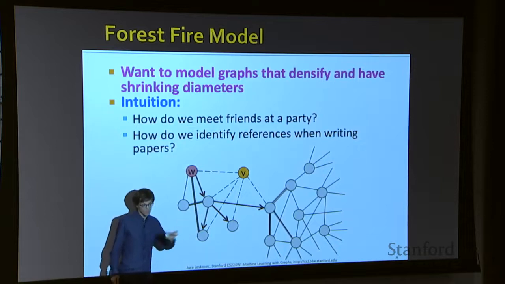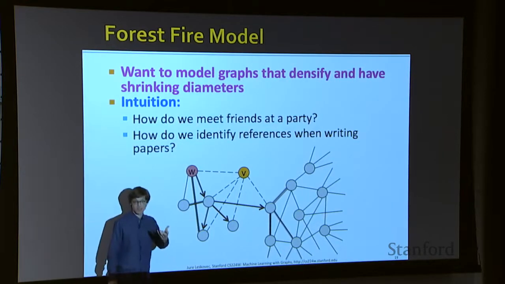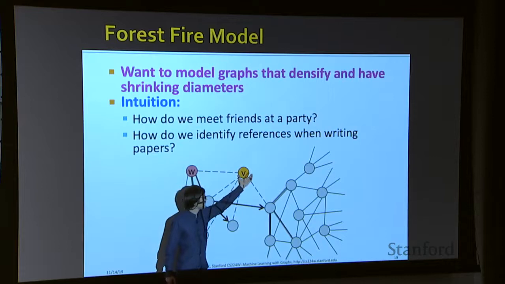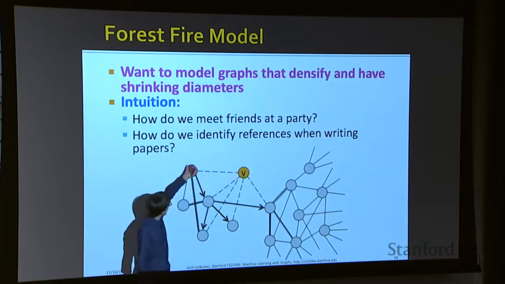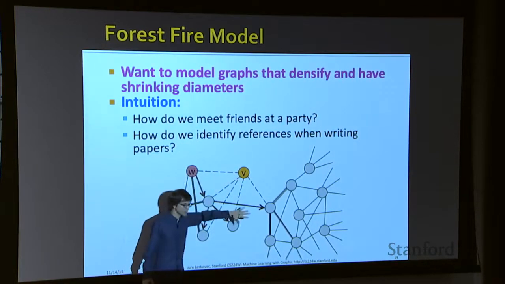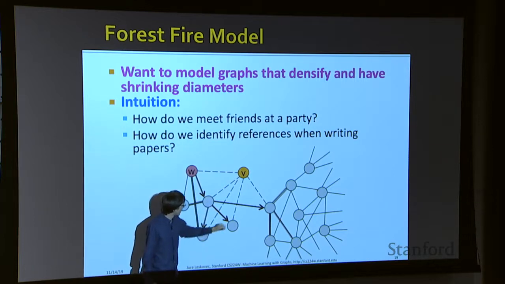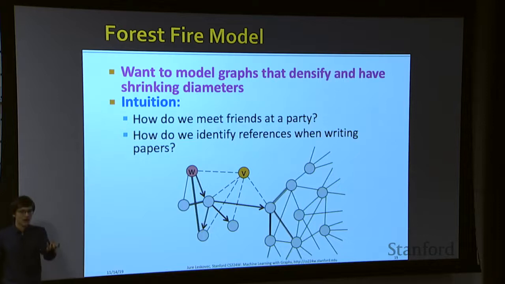It's a very simple iterative process, basically a network evolution process, where at every step a node comes, selects an ambassador, we run this forest fire process, and whoever gets burned, we create links to them. And then the new node arrives, and so on.